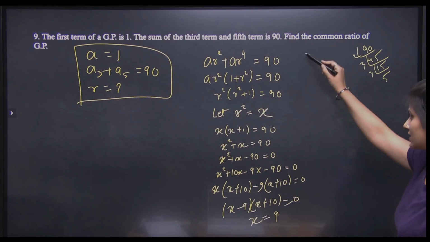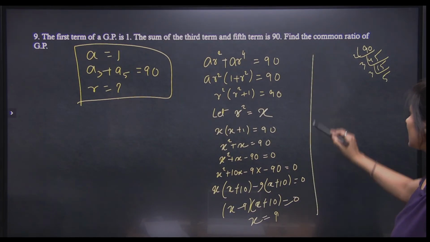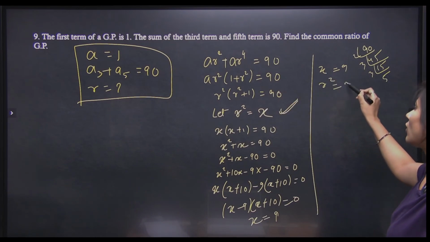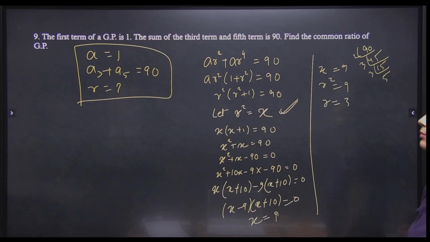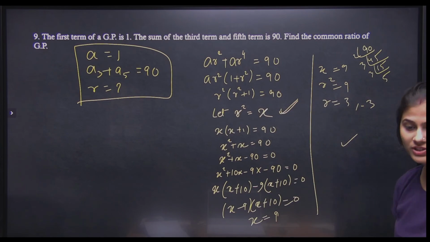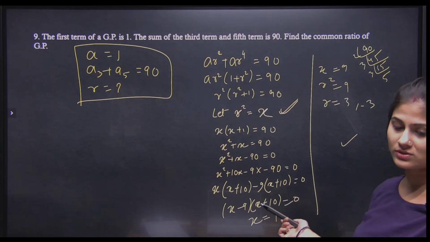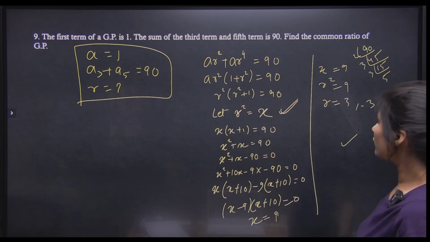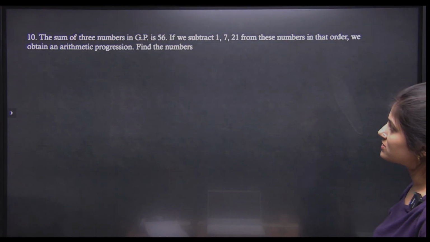Okay, so we can say that x is 9, which means r^2 is 9, or we can say r is equal to 3 or -3. So you can say r is 3 or -3. So this is the answer of question number 9, isn't it? Very easy this was. So this is question number 9. Okay, so moving on to the next question, that is question number 10.